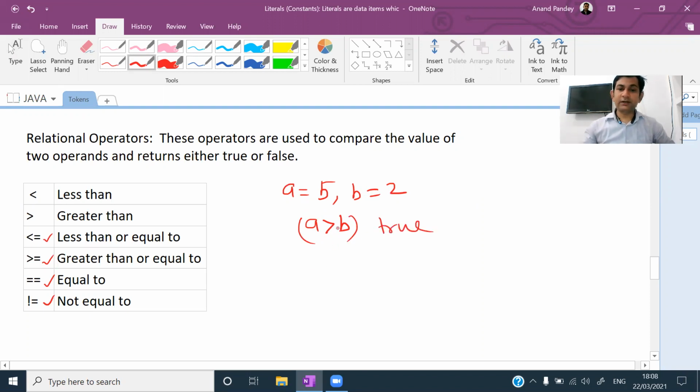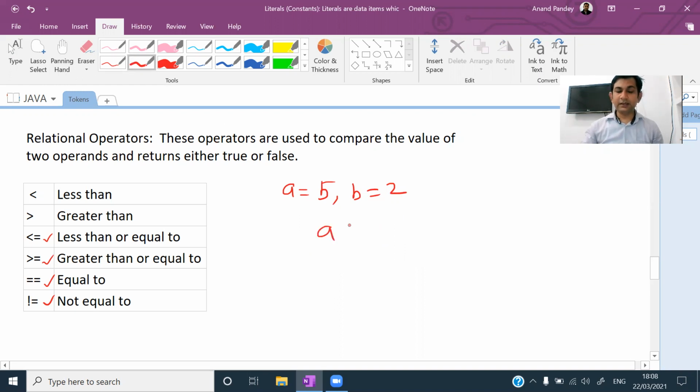Like this, if you're writing a is less than b, then the result of this expression will be what? False, because the value of a is not less than b. So it will return false. Like this, greater than or equal to, or sorry, less than or equal to.